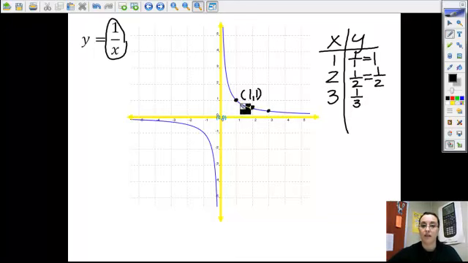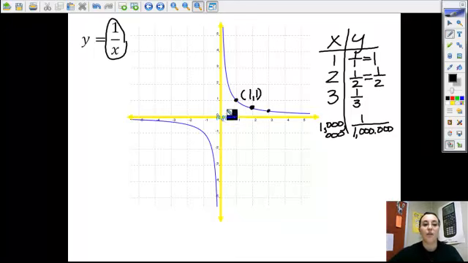Which is why I say that this graph is approaching the x-axis. Because even if you think about a million, which I guess I can't really fit on my table here, just bear with me, then y is going to be 1 over 1 million. So it's just getting smaller and smaller and smaller as we go. It's never actually going to become 0 though.